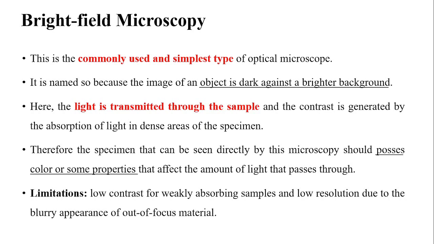The specimen to be seen directly by this microscopy should possess color or some properties, because this microscopy only visualizes objects which are colored or stained. So this is one of the limitations of bright field microscopy: if we need to visualize any specimen, then we must stain it before, or it should contain natural color, for example chlorophyll cells. Another limitation of bright field microscopy is that it has low contrast for weakly absorbing samples and low resolution.